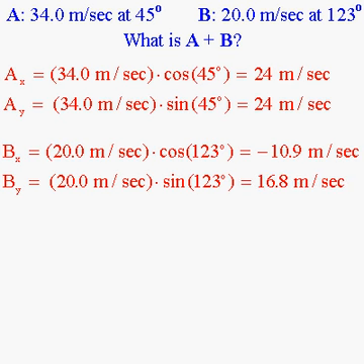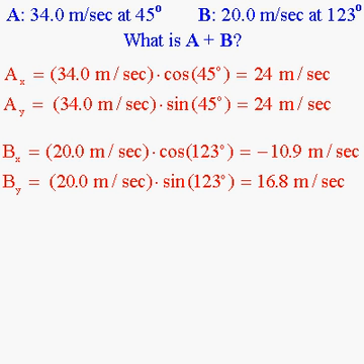Okay, so now that we have these vectors broken down into their components, all we have to do is add the components. For example, let's call the sum vector C. If the sum is vector C, then the x component of vector C is simply the x component of A plus the x component of B. Well, the x component of A is 24 meters per second. The x component of B is negative 10.9 meters per second. When I add those, I get 13 meters per second.